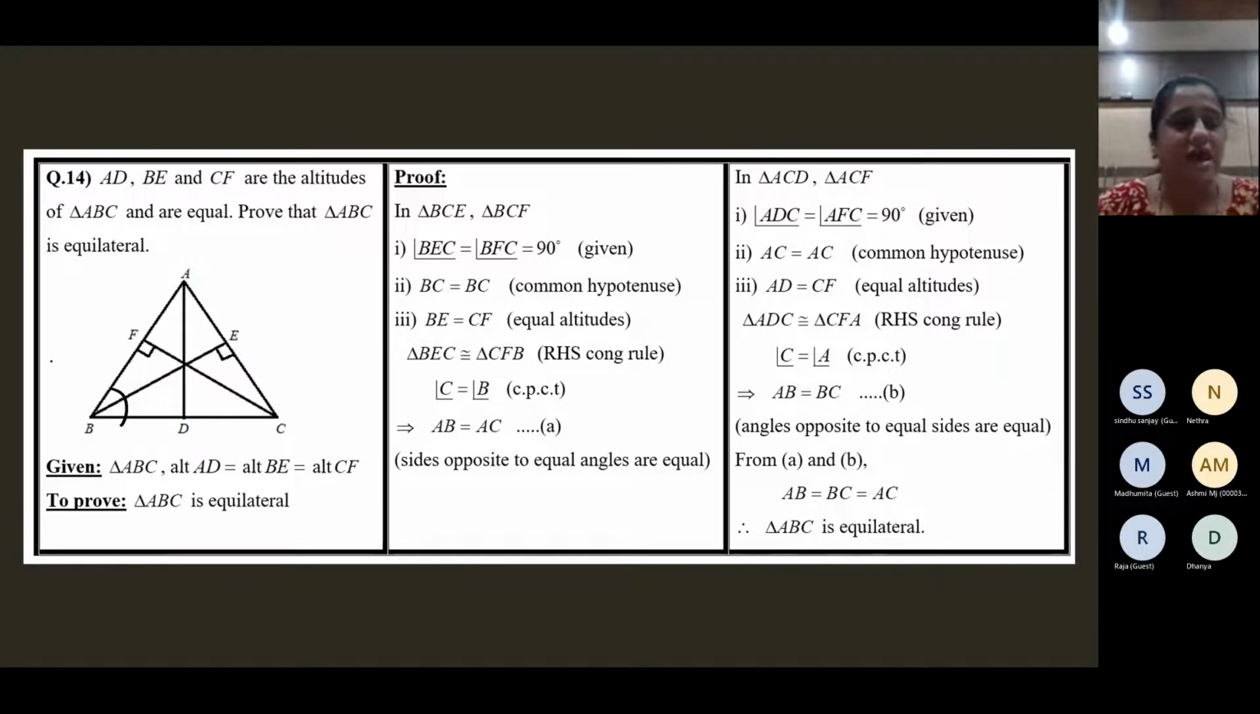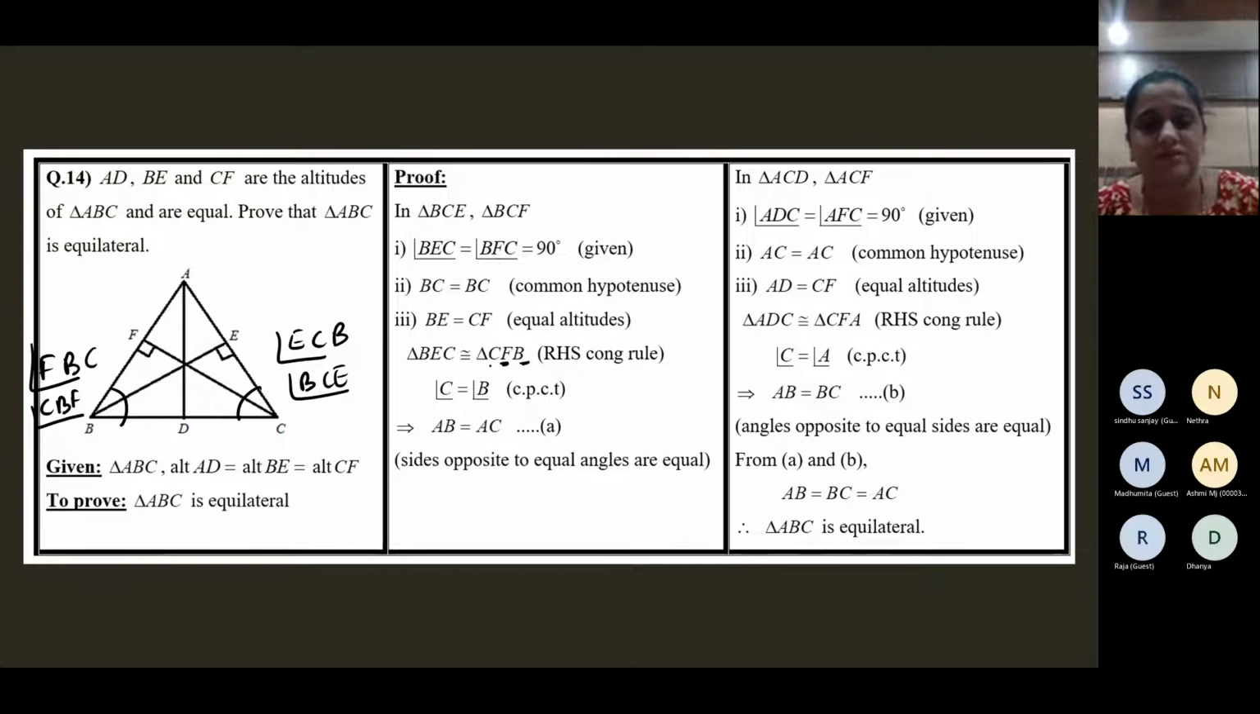This angle is called angle FBC in one triangle. And this angle is called angle ECB, or you can also call it angle BCE, whatever. This is also called angle CBF. So you can see here, FBC. ECB, see here, ECB. Second letter, the second, third, 2, 3, 1. Here also 2, 3, 1. So this angle is equal to this angle, CPCT.